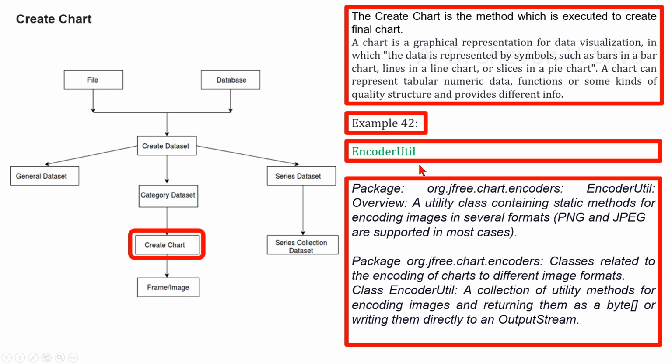The methods in this class are called by the chart utilities class and make use of encoders pre-configured in the image encoder factory class.